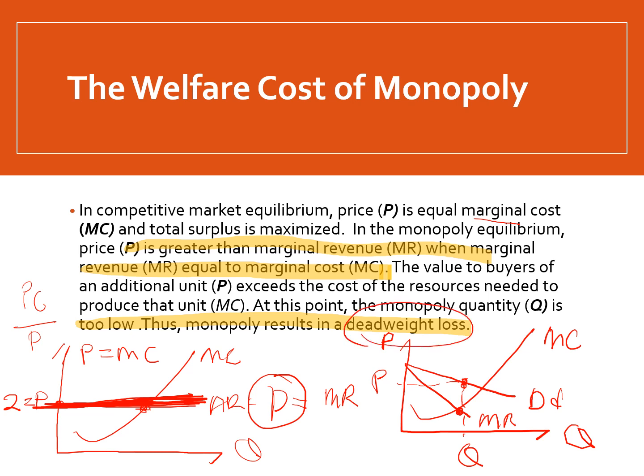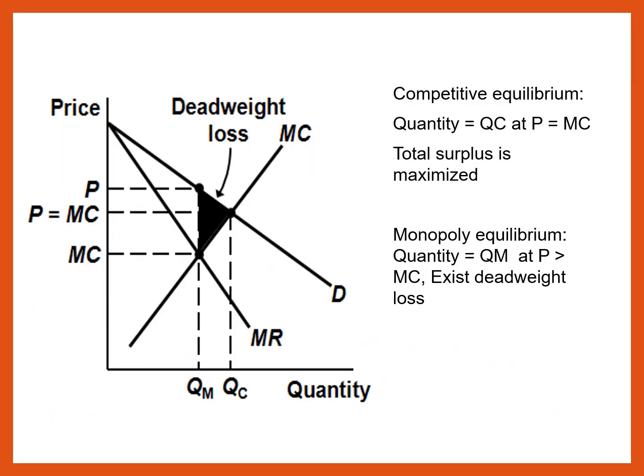There is a deadweight loss here because the value to the buyers of the additional unit, the price, exceeds the cost of the resources needed to produce that unit, the MC. So for the case here, the P is greater than the MR. For the earlier case, P equals MR, so they are the same. So this is why deadweight loss occurs in a monopoly.